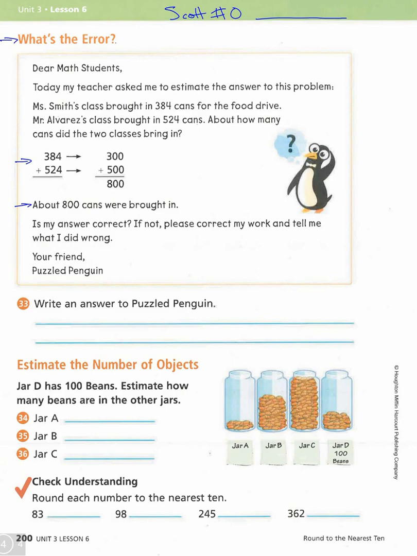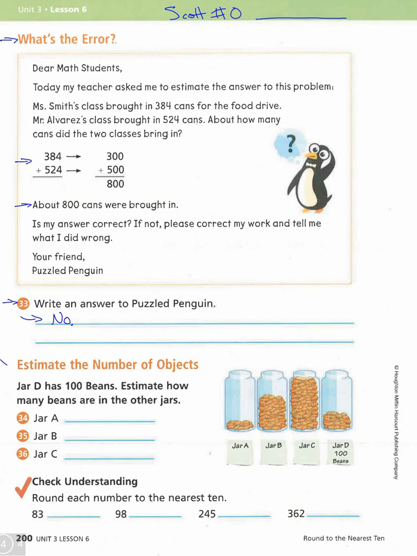Your friend, Puzzled Penguin. So hopefully you see what he did wrong. And over here, number 33, write your answer there. What did he do wrong? And what is the actual answer, right? Is his answer correct? Well, we know his answer is not correct. Nope. What did he do wrong? All right, so go ahead, pause the video, finish that up, and then when you're ready to go, we'll look at the last bit.